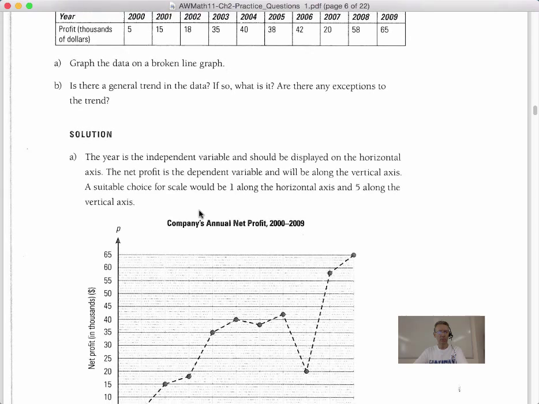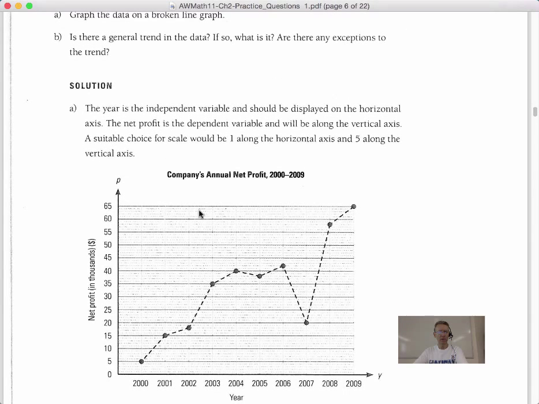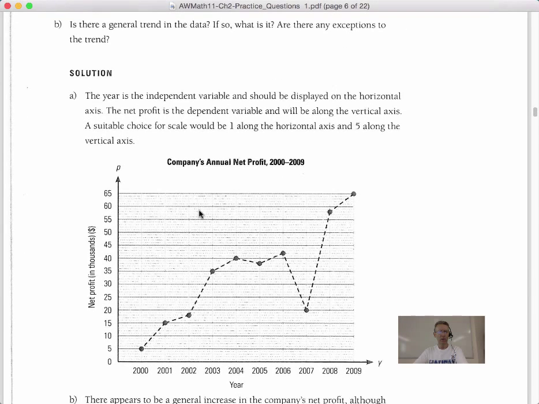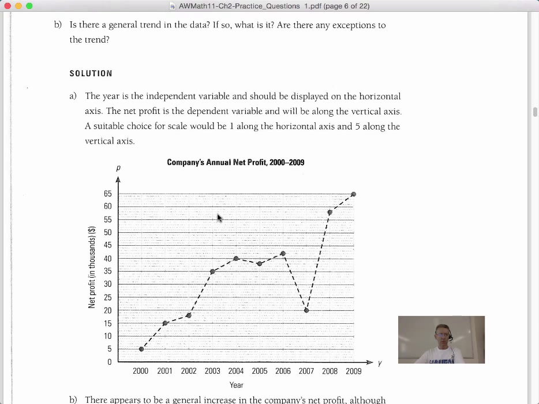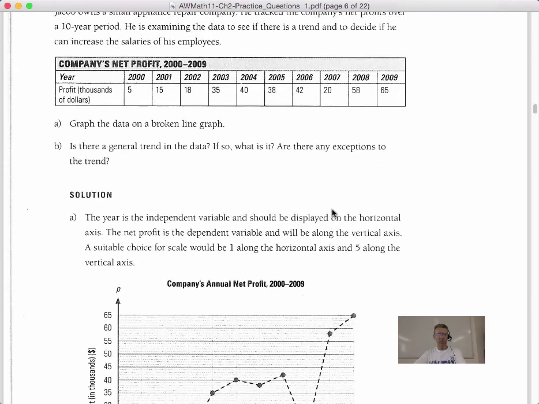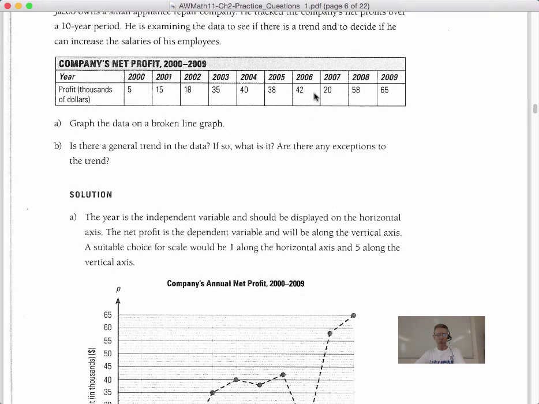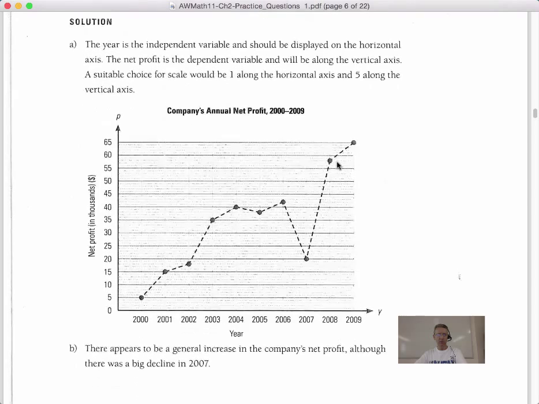Okay, so once we graph these, we can have a look at the trend. Okay, so we can see overall there is a trend. It seems to be increasing. There is an exception. In the year 2007 it went down, but then rose quite dramatically the next year. We can probably see that in the data in the table. 2007 it went from 42 to 20 and back up to 58. So that makes sense.